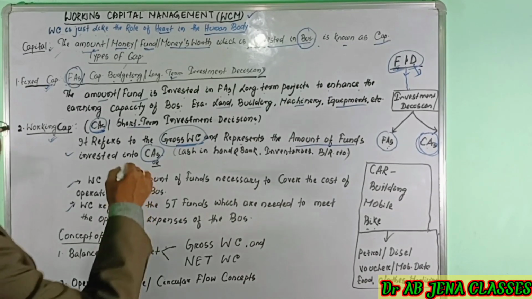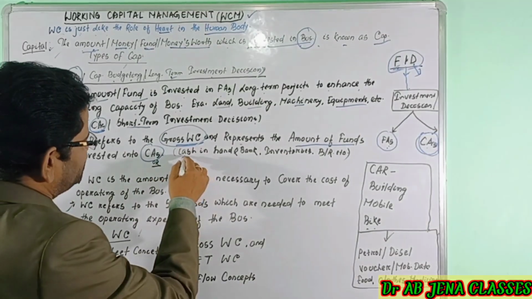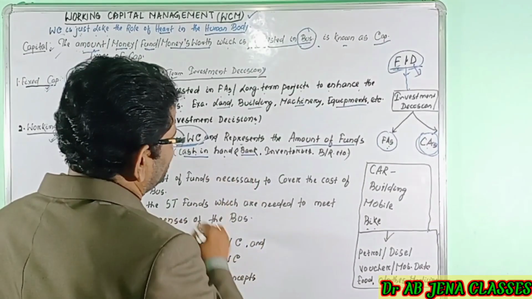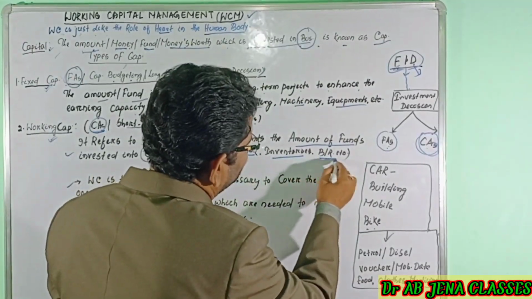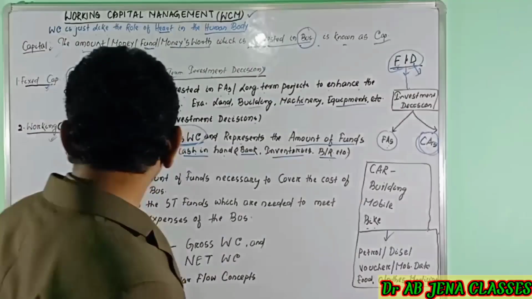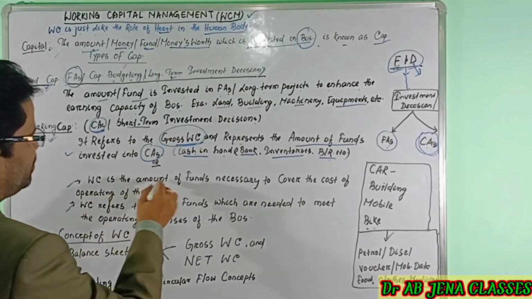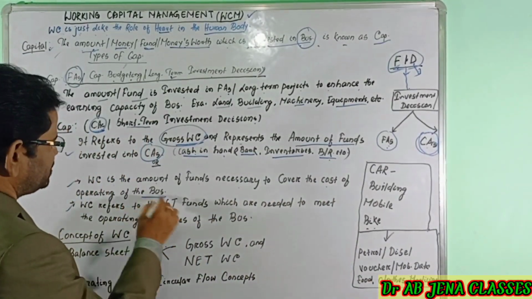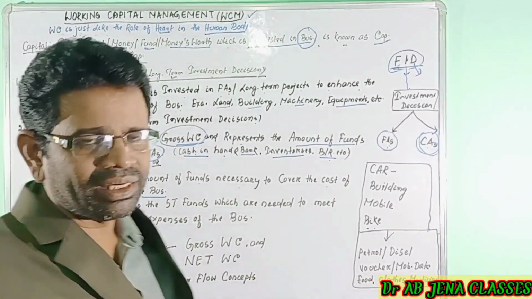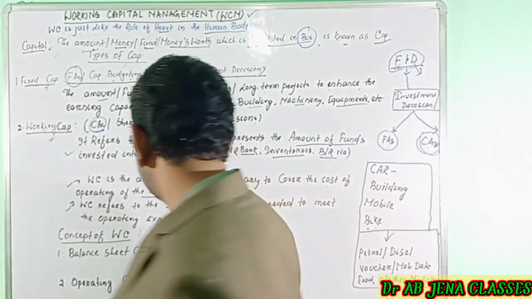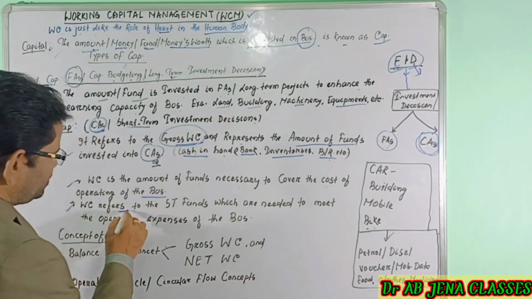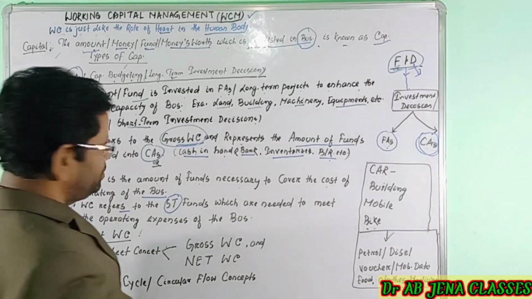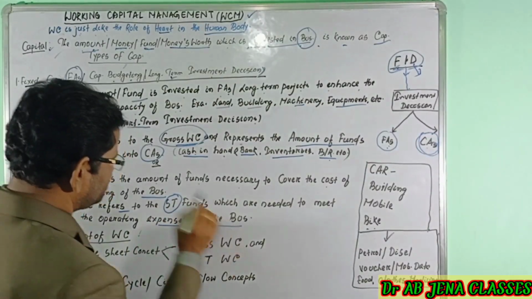I mean the working capital, the short-term investment decisions. These are the examples: cash in hand, bank balance, inventories, BR, which stands for bills receivable, etc. Or working capital is the amount of funds necessary to cover the cost of operating the business. Then we will cite one example, then you will be clear. Or working capital refers to ST, short term funds, which are needed to meet the operating expenses of the business.